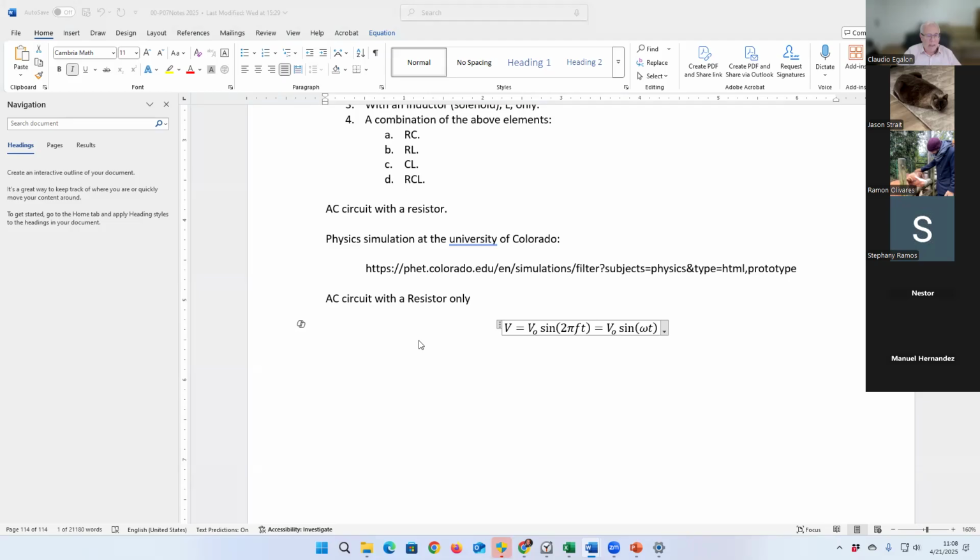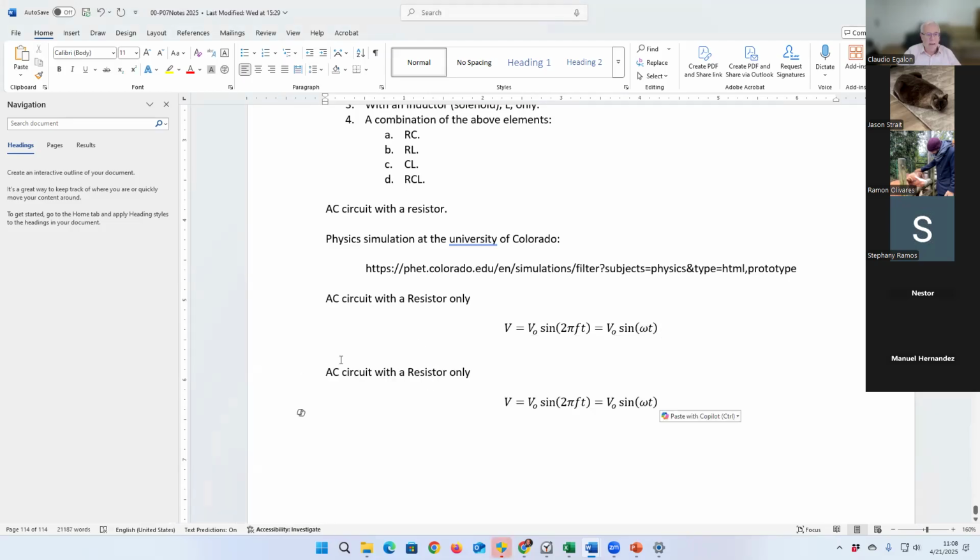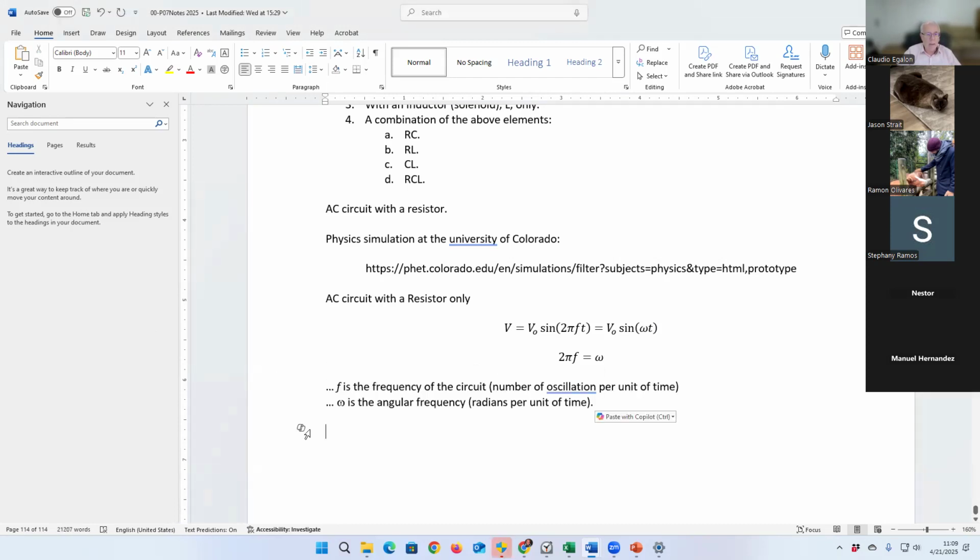I want this one here. That's the relationship between the frequency and the angular frequency. What's the difference between them? Well, one measures the frequency in number of oscillations per unit of time, and the other in radians per unit of time. It's kind of an angle, right? That's why we call it radians per unit of time.